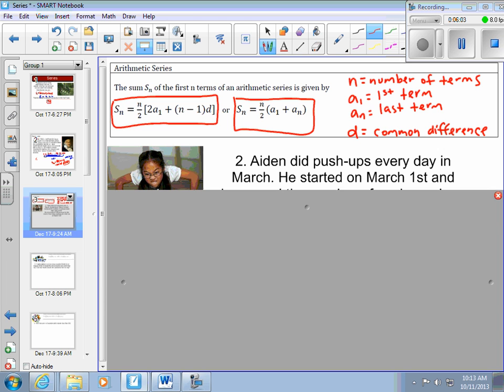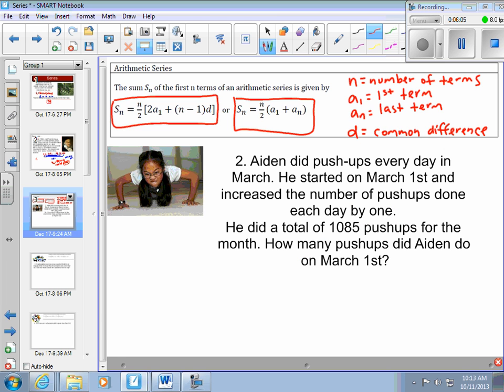Let's try one out. Number 2 on your note sheet says, Aiden did push-ups every day in March. He started on March 1st and increased the number of push-ups done each day by 1. He did a total of 1,085 push-ups for the month. How many push-ups did Aiden do on March 1st? Okay, so we want to find something out here. Let's look at everything in the problem and see what we have.